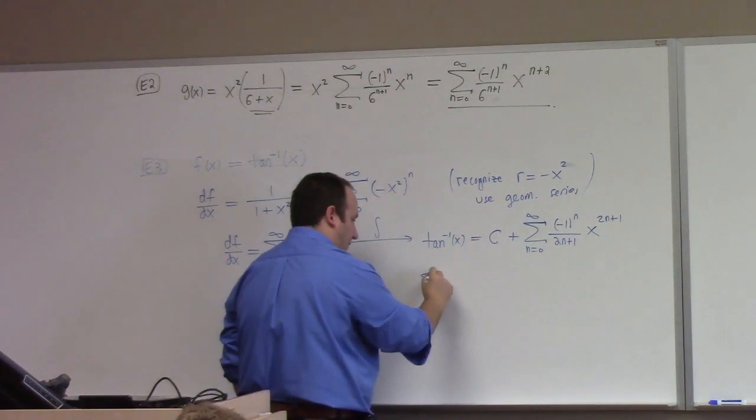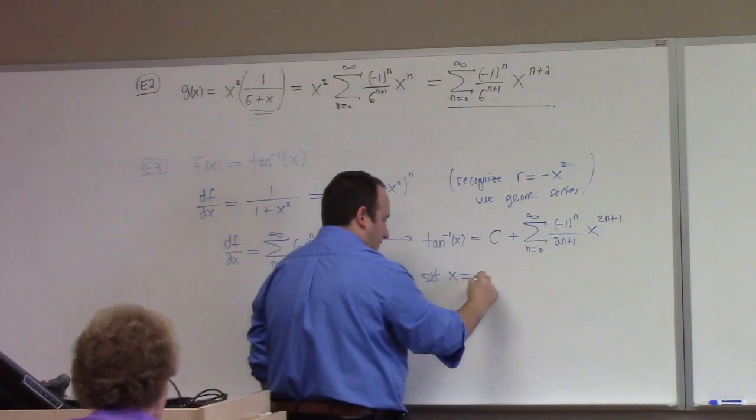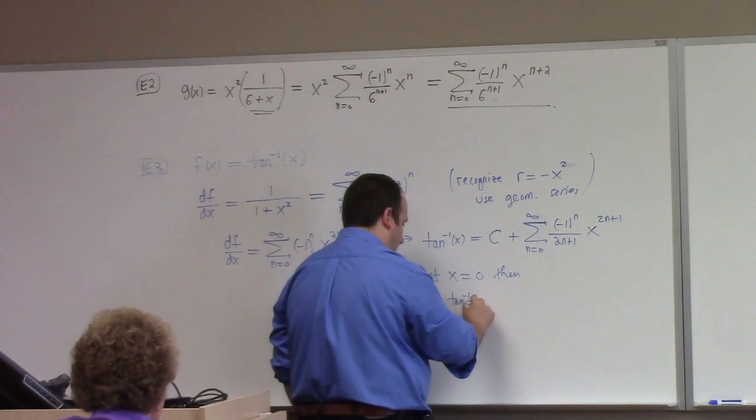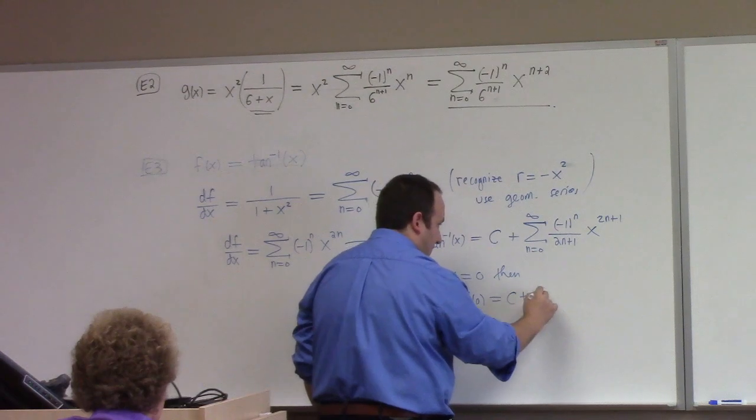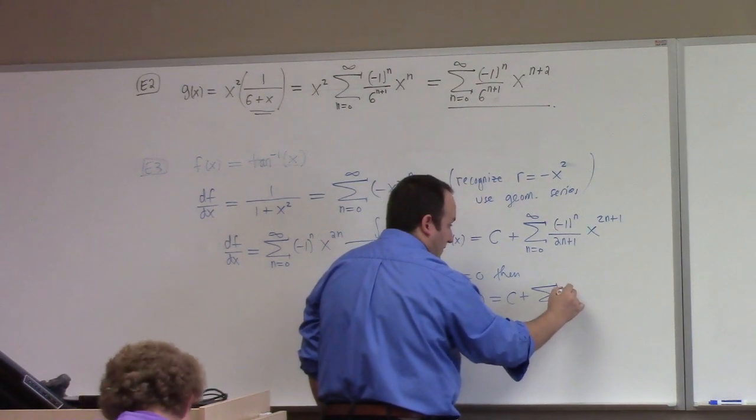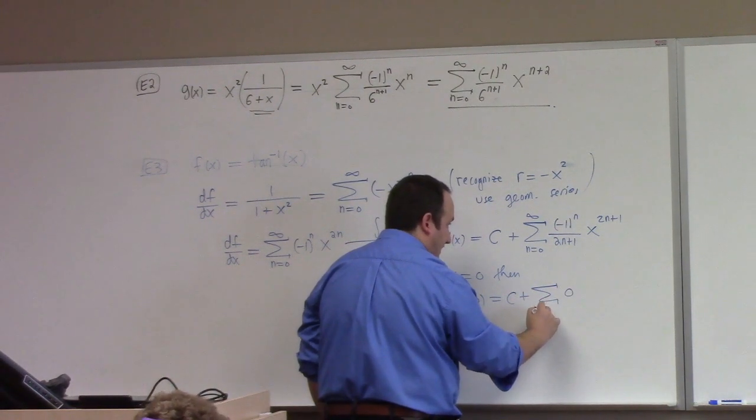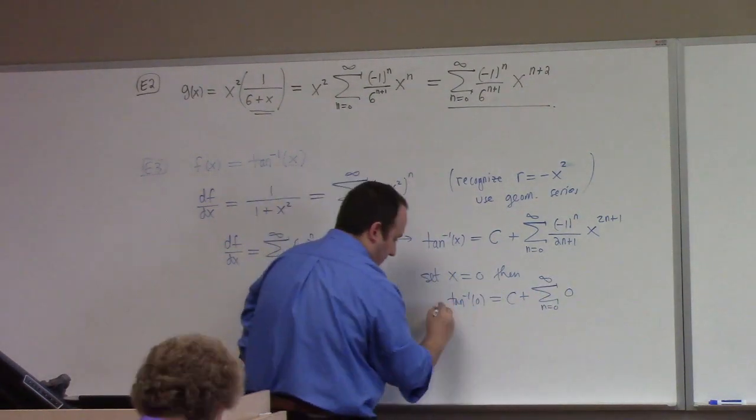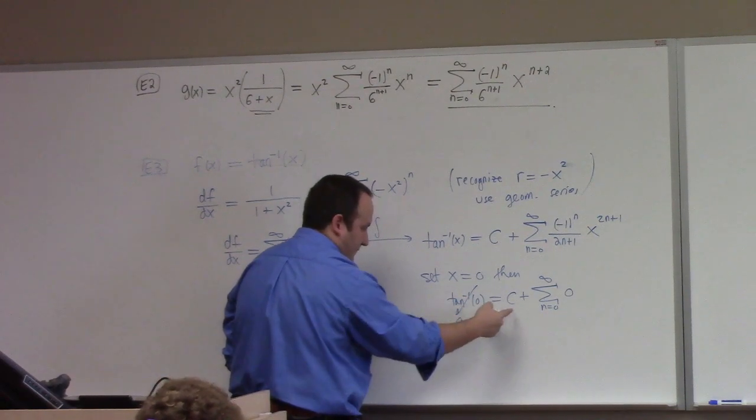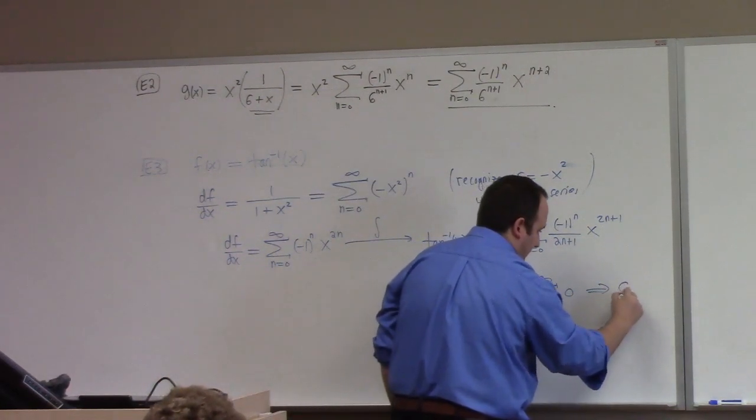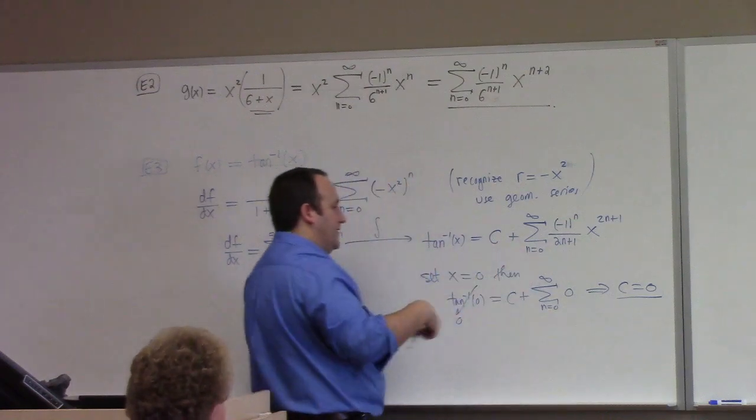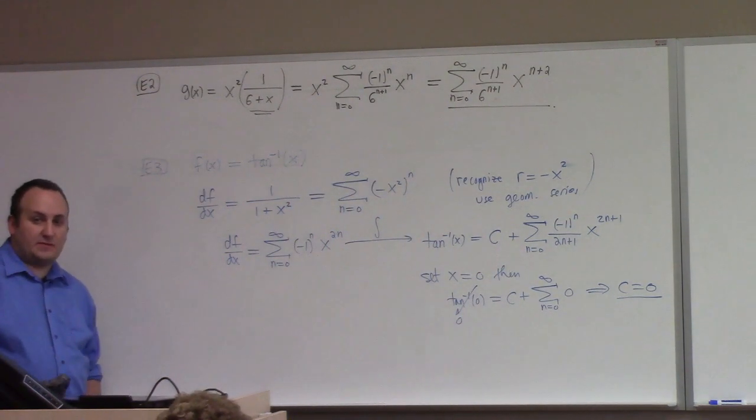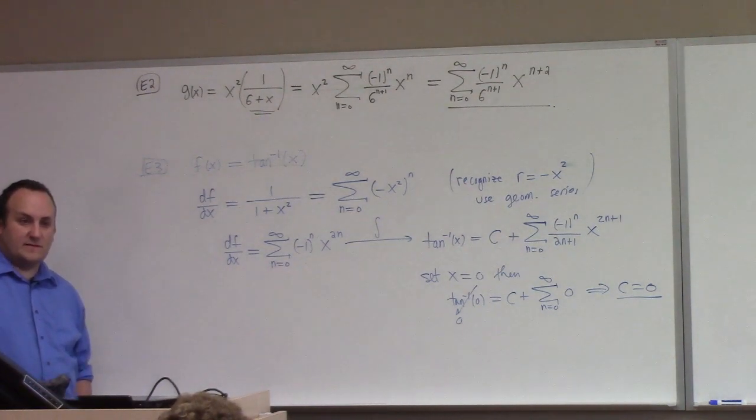If we set x equals to 0, then we get inverse tangent of 0 is equal to c plus the sum of 0. So this is 0. So therefore, c is equal to 0. Again, the thought process here is that that power series has linear and higher terms. So when I plug in 0 into it, I get the 0 series.